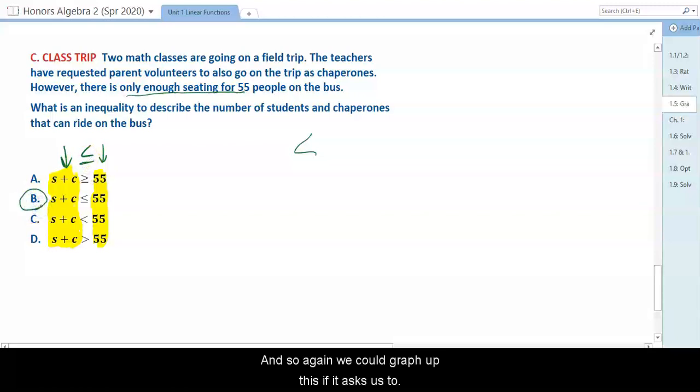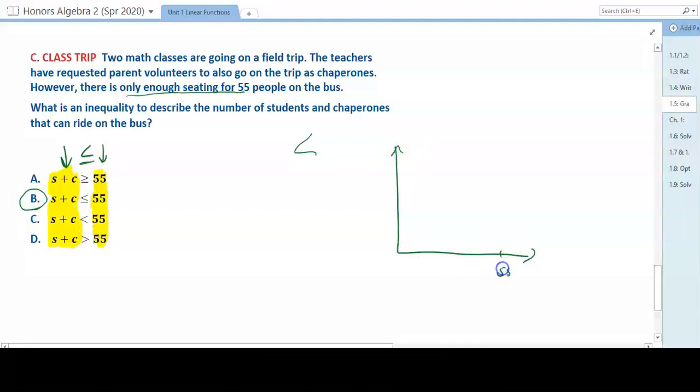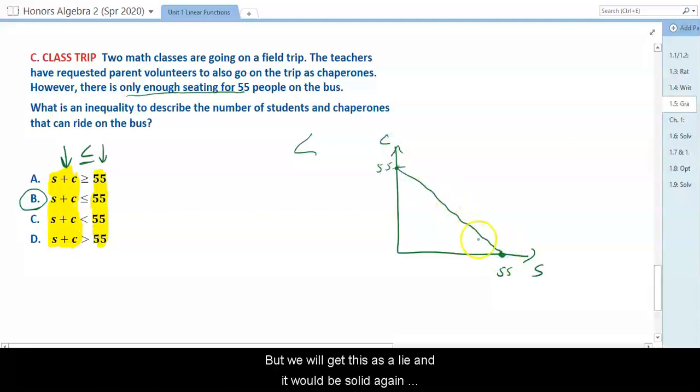And so again, we could graph this if it asks us to. 55 for the x-axis, 55 for the y-axis, because this will be C. Or actually, we'll do S first because students are more important. Chaperones, not to say that my chaperones on trips are not important, but we would get this as our line. And it would be solid again because we could be equal to. Can I have less or more? It's less. Could I put 0, 0 on a bus? Technically. And so my shading would be all down here.